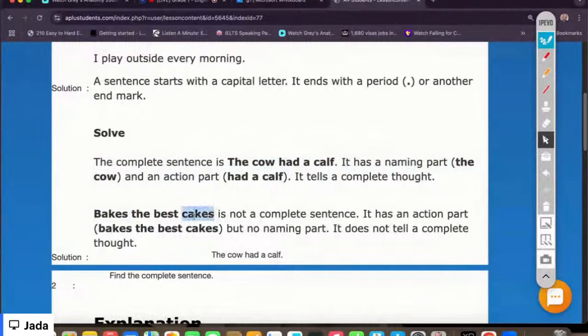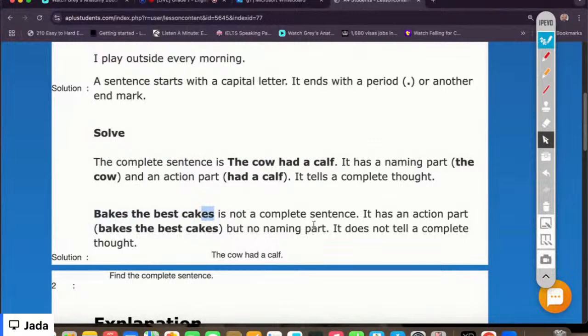incomplete because it has an action part, but it doesn't have a naming part. Now, this sentence does not tell us who is baking the cake. It just says bakes the best cakes. So who bakes the cake? We have no idea. It is an incomplete thought.